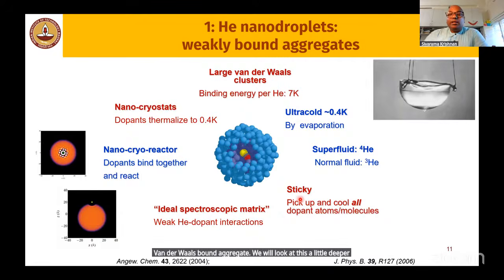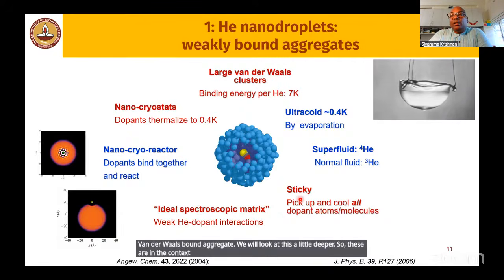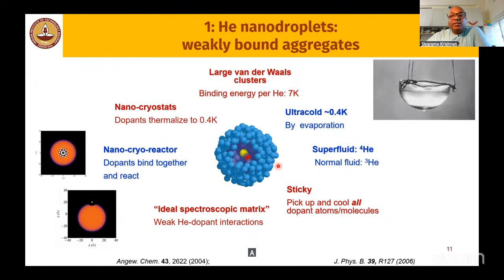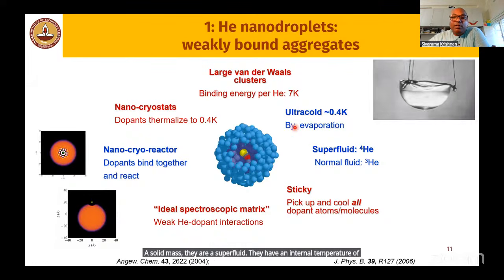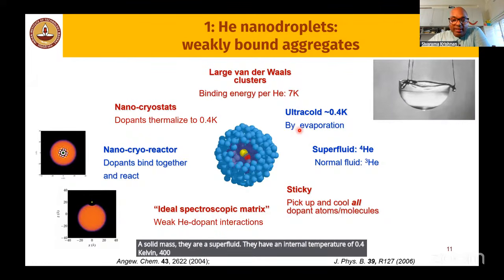So these are, in the context of an Indian audience, like laddus of helium, except that they are not really a solid mass. They are a superfluid. They have an internal temperature of 0.4 Kelvin, 400 millikelvin. Then the lambda point of helium is 2.1 Kelvin. And since these are below the lambda point of helium, they are naturally superfluid.